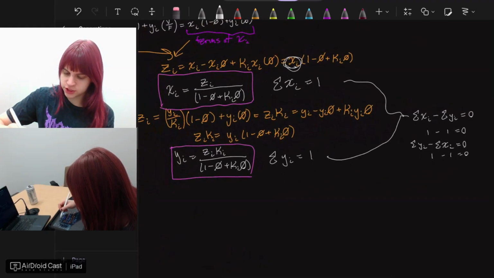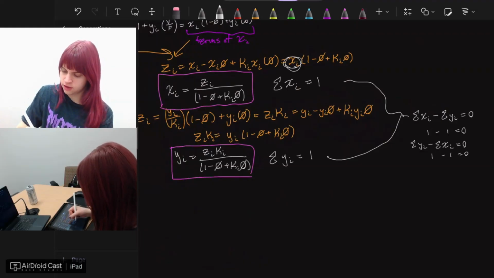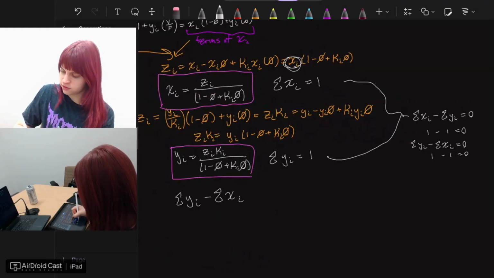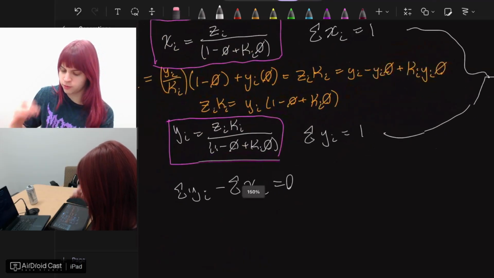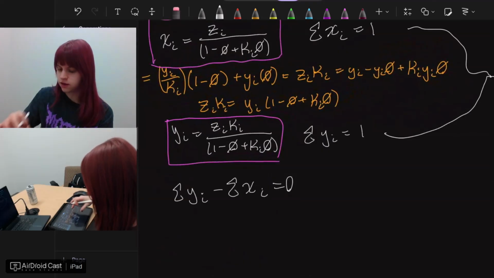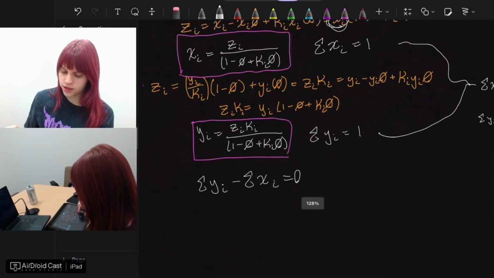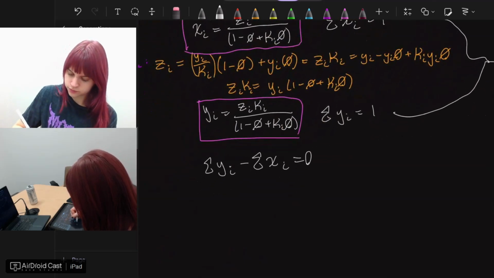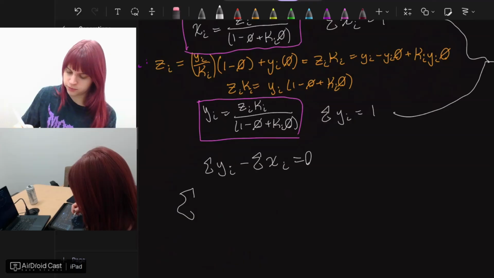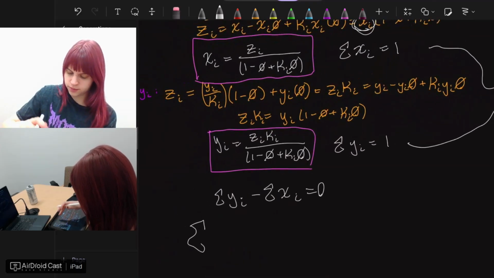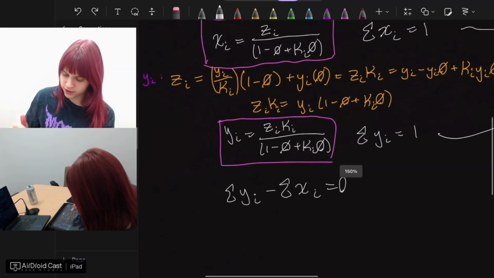So what we're going to do is take the summation of yi and subtract the summation of xi, the vapor mole fractions minus the liquid mole fractions, and we know that's equal to 0, and then we plug in what we squared in pink. Let me redo that summation, it looked horrible.